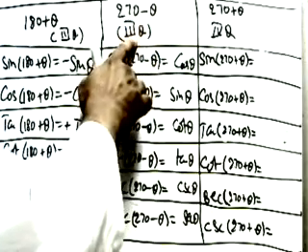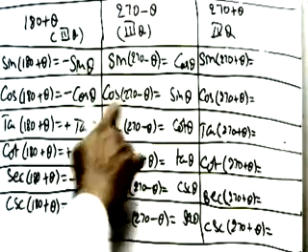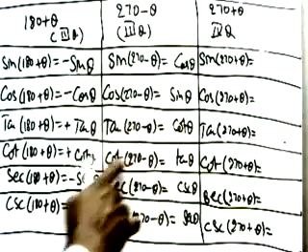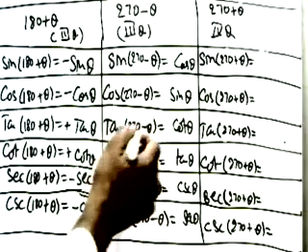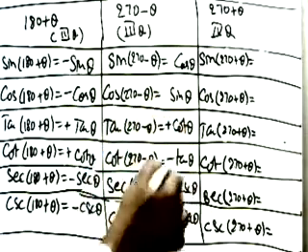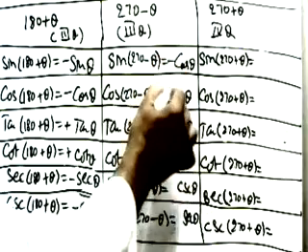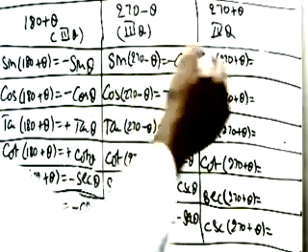Now for 270 minus theta, this lies in the third quadrant. And for 270 it changes: sine changes to cos, cos changes to sine, tan changes to cot, cot changes to tan, sec changes to cosec, cosec changes to sec. And for the third quadrant, tan is positive and cot is positive. And the other ratios are negative.